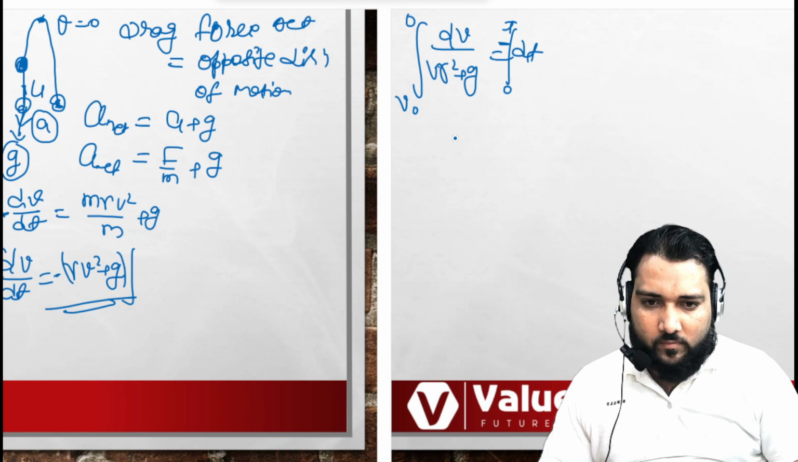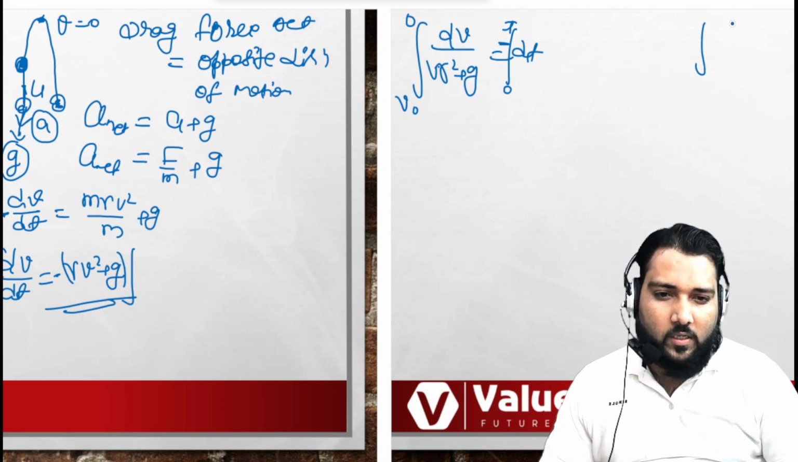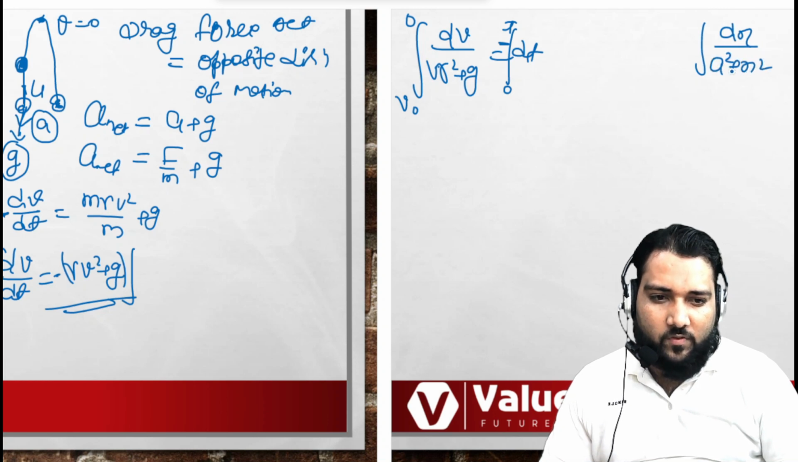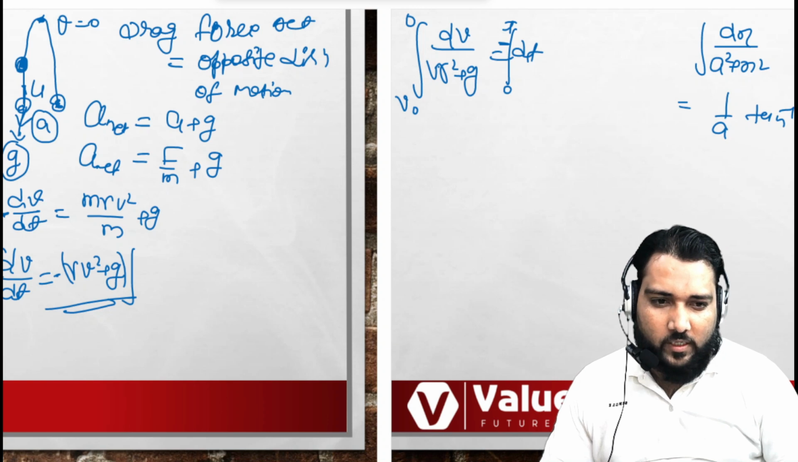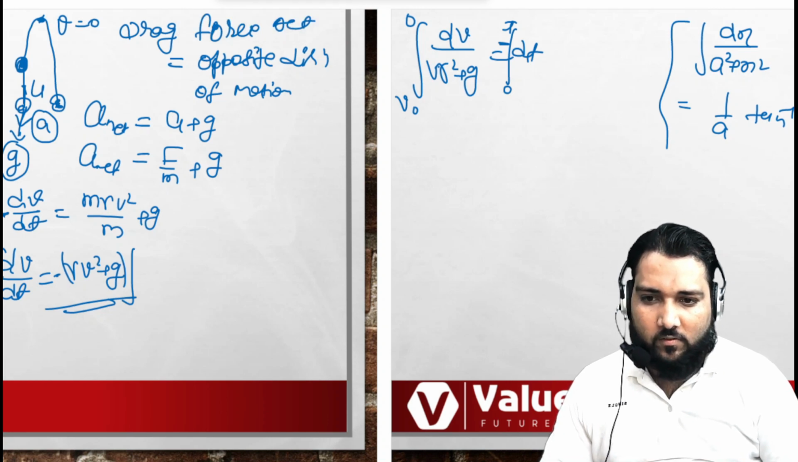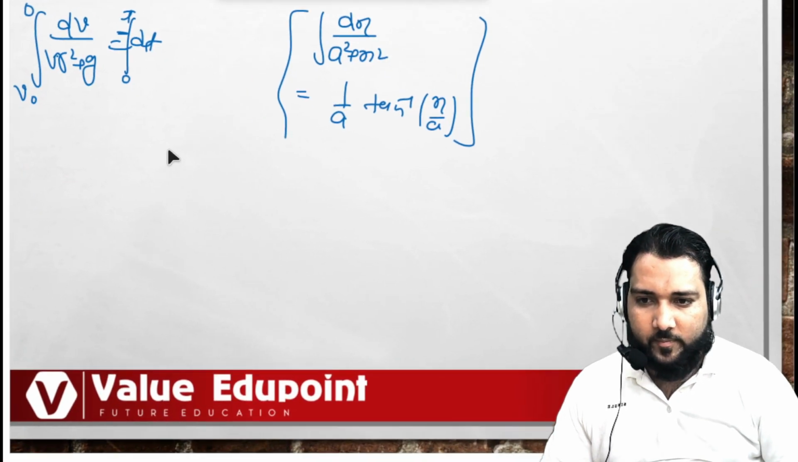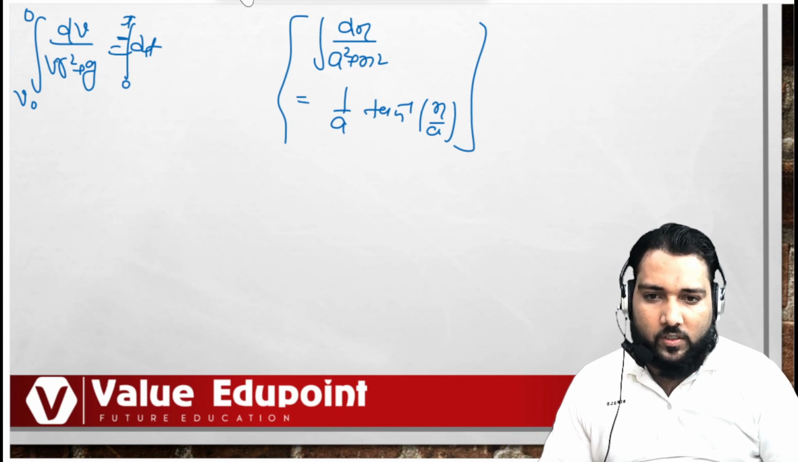Okay, so how do we solve it now, guys? This is an important formula. Whenever you see this type of function, the integration of this function will be equal to 1 upon a tan inverse x upon a. Okay, so this is additional information. If you don't know it, it is very difficult; otherwise, very easy. So we have to find the time. Okay, so we will focus on the integration, guys.